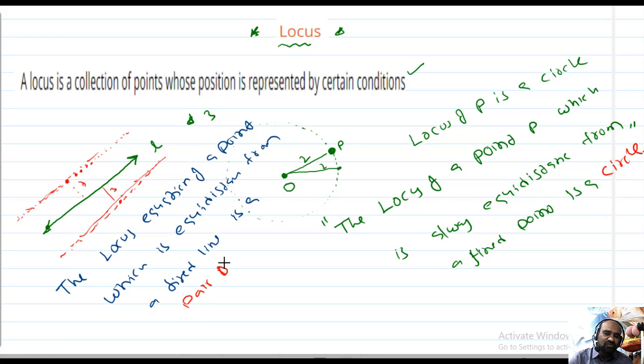Pair of parallel lines. Okay, this is the locus. More generally, you can say a pair of parallel lines which are either side of the line L. Okay. So one more example, students.